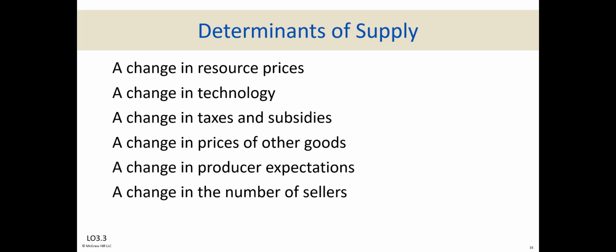And finally, a change in the number of sellers. If the number of sellers increases, supply increases. Economic profits in the market draw producers from less profitable markets into this market. If the number of sellers decreases, supply decreases. Economic losses in the market cause producers to leave the market.